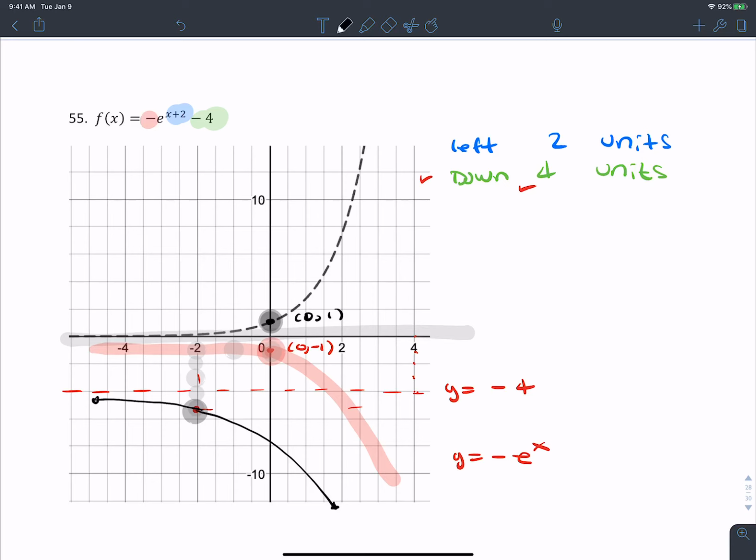So notice I just shifted this curve in red to the left 2 and down 4 units. So this is kind of how it'll look. We can clean it up a bit. So we don't need all that information.